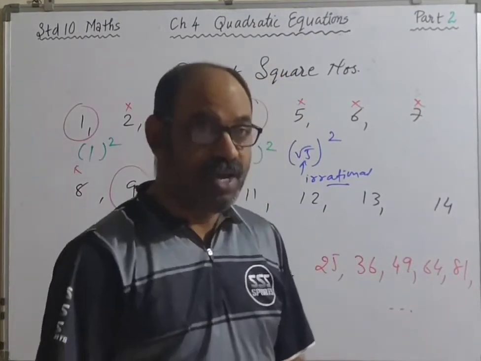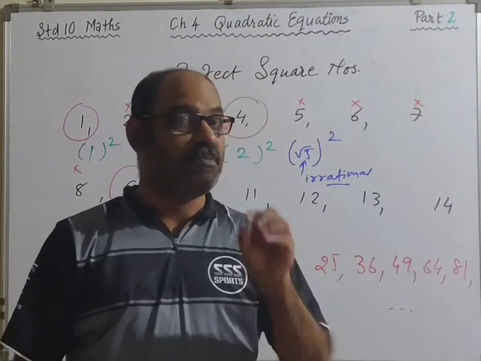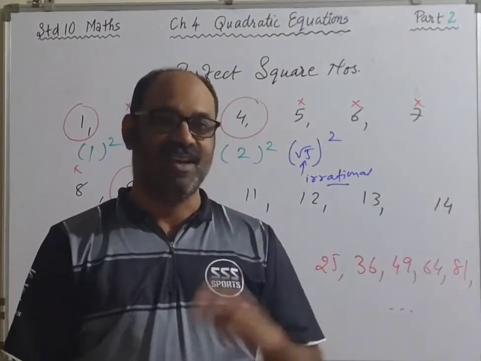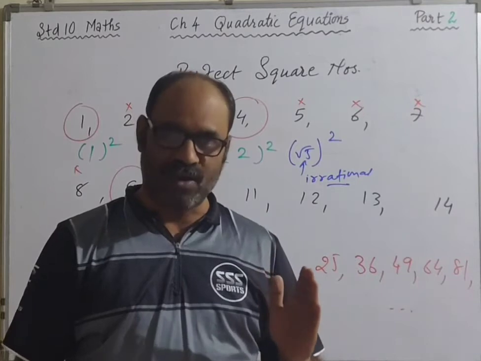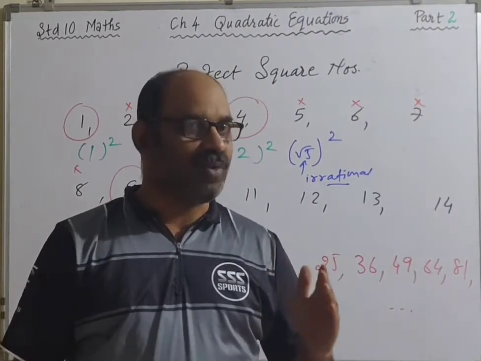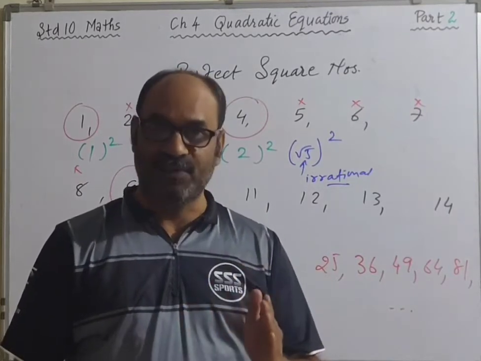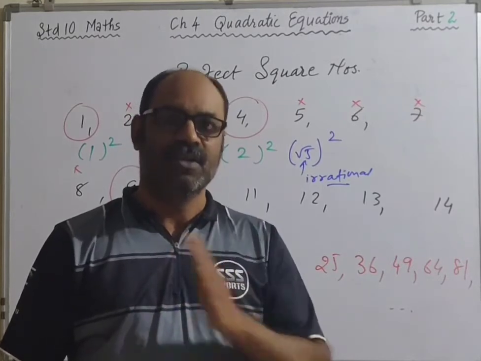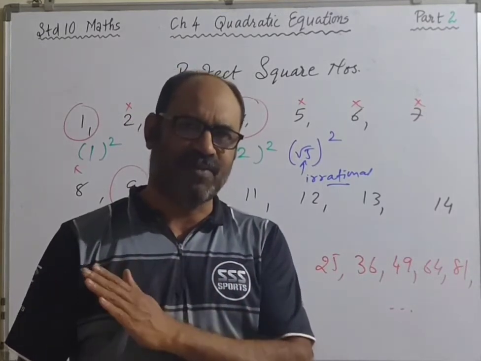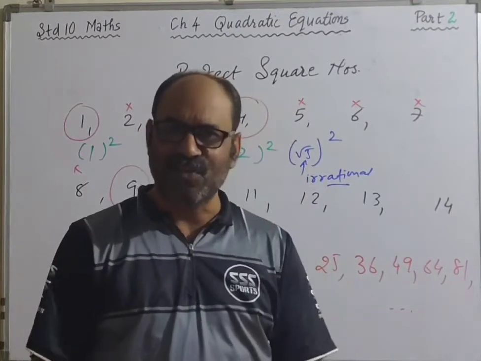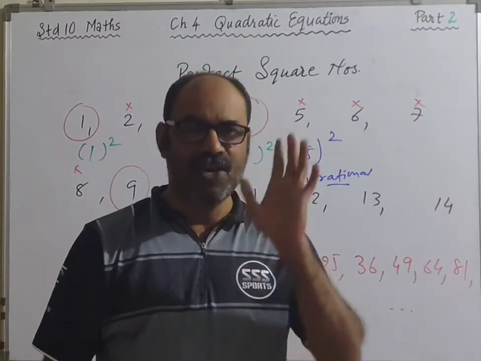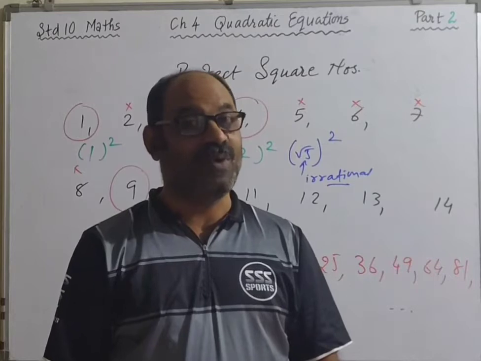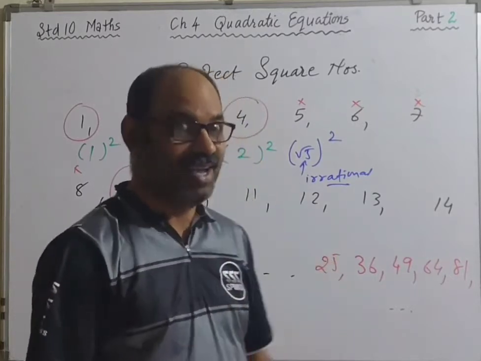So you understood and you can recognize the perfect square numbers easily. 1, that is square of 1. 4, that is square of 2, 9 that is square of 3, 16 square of 4, square of 5, square of 6, square of 7, whatever, all these are perfect square numbers. Now how will you identify a perfect square trinomial? How will we identify that?